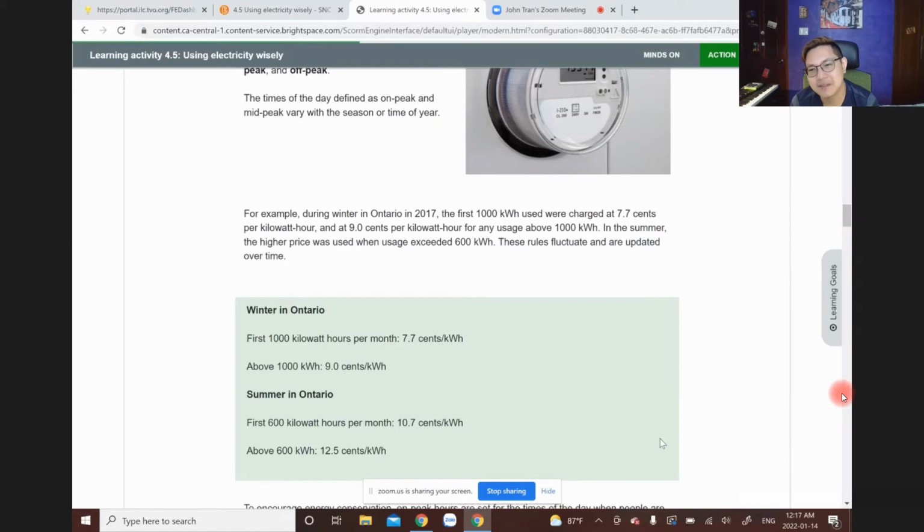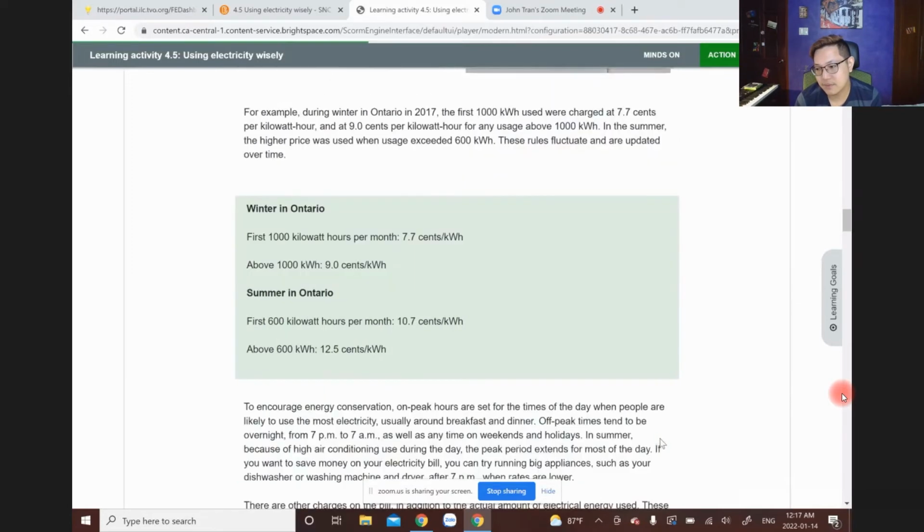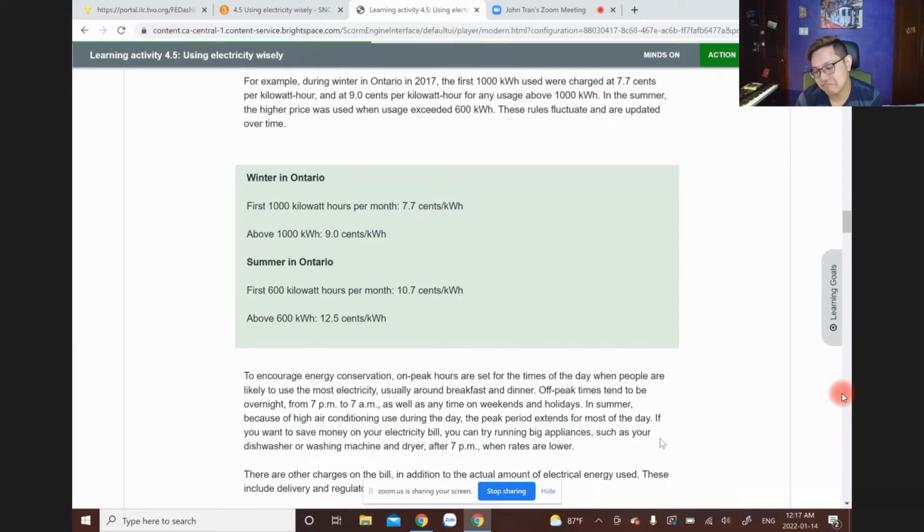Same thing in summer. Basically, if you use more than a certain amount, you have to pay more. This rule is basically to protect the environment, and to make people more aware of the fact that they need to save energy.